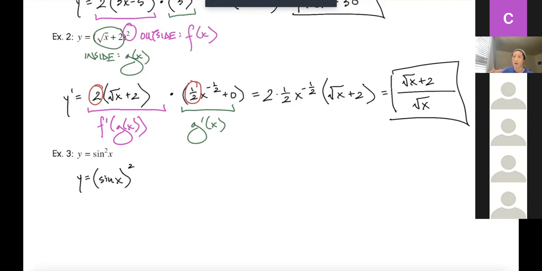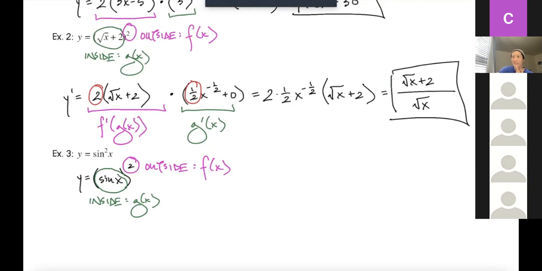Okay, now what's your outside? What's your inside function? Outside is x squared. Good. So this is our outside, or our f of x. Perfect. And the inside is our sine x. Does that make sense?